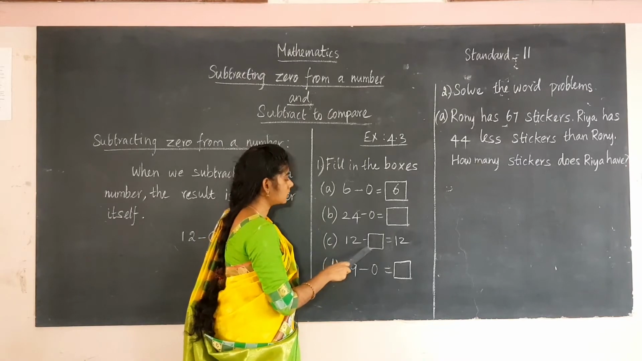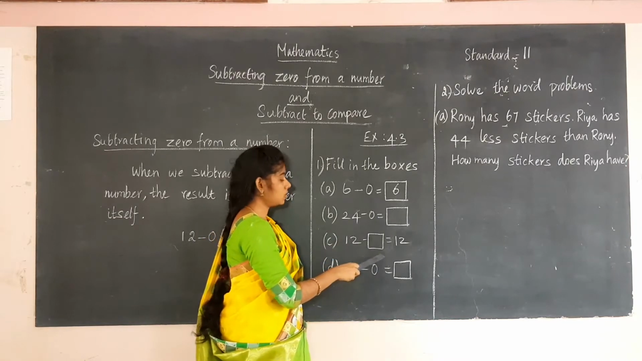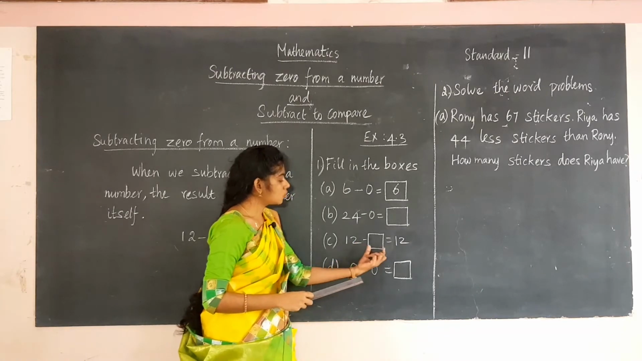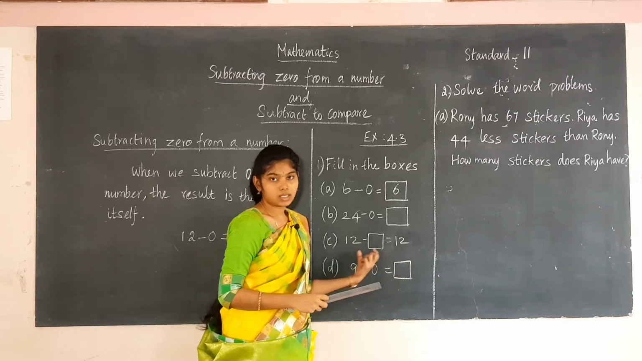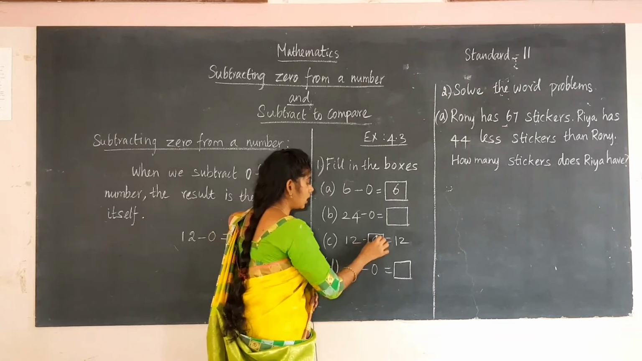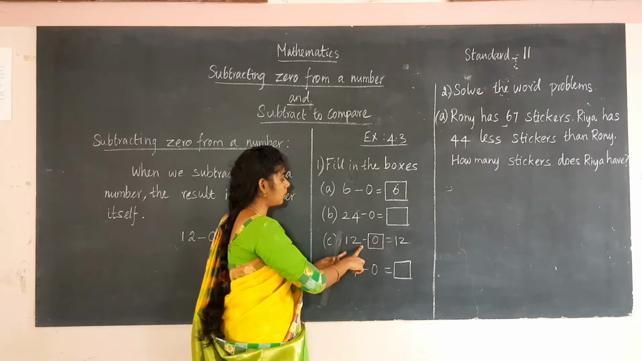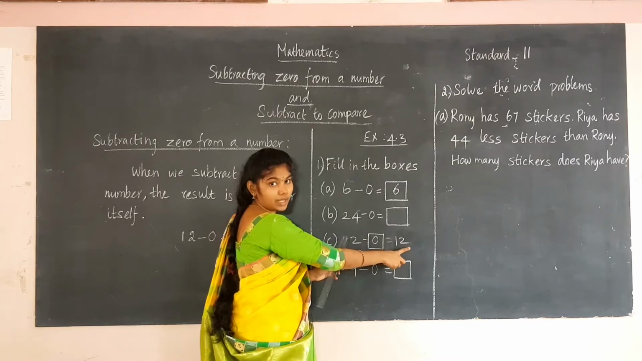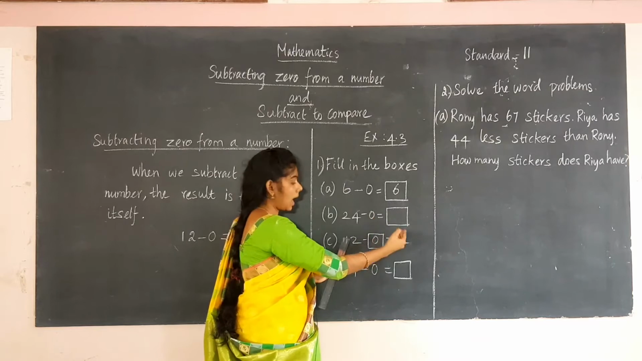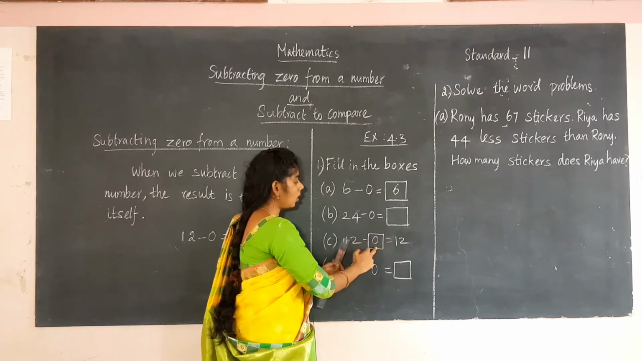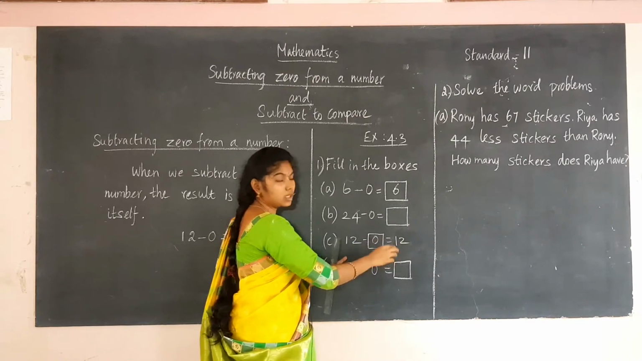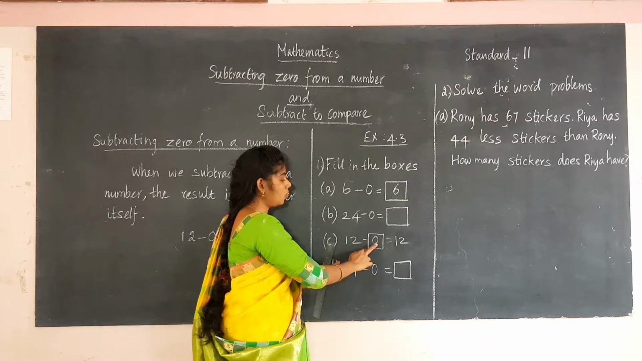Next, 12 minus an empty box is equal to 12. So, you are going to find the answer. 12 minus what number will give the same result, the same number? If 0 is subtracted from the number, then only we will get the same answer as 12. If some other number other than 0 is subtracted from this number, it will be the wrong answer, it will not be the same answer. 12 minus 0 will be 12. So, this is the number that we have to write here.